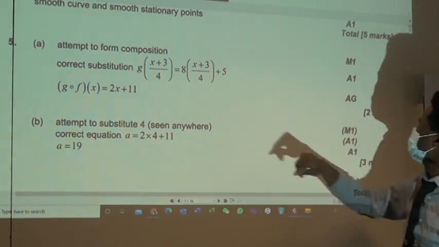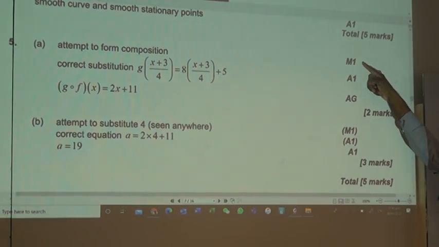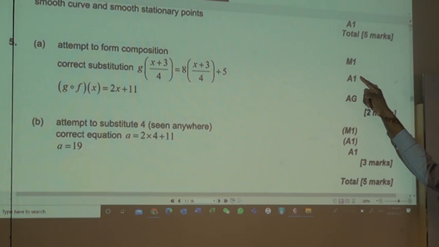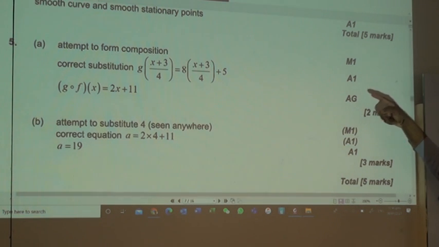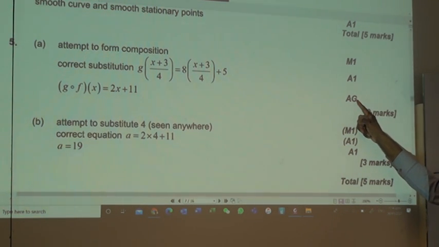Show this. So, attempt to form composition. If you can see that, okay, this is what you are trying to do: composition. Then if it's correct, you get your A1. If it is not correct, you get your M1, but you don't get this A1. If it is correct, you get your A1. Final result is AG because it's already given.